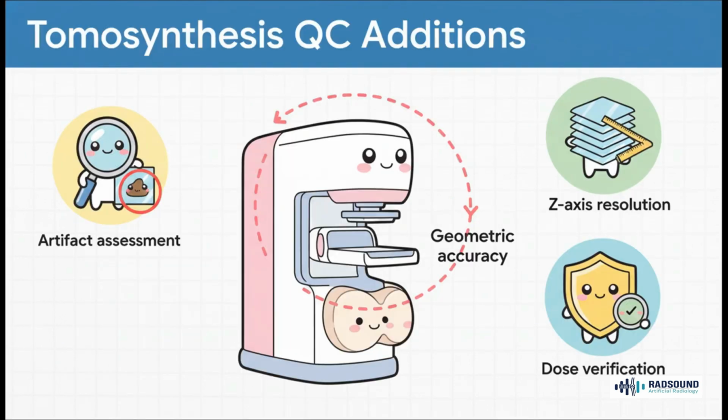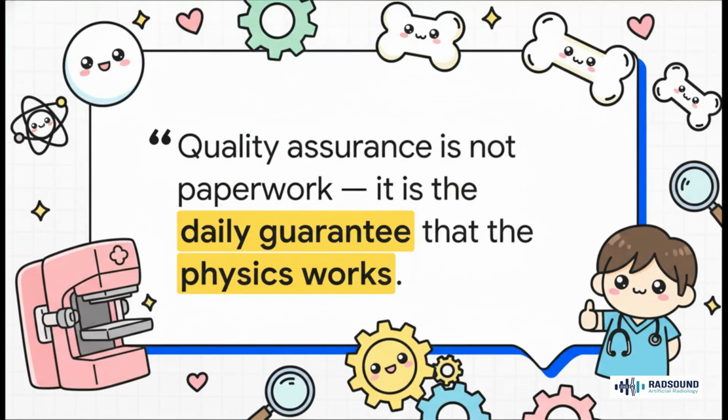And as technology moves forward, so does our QC. For 3D mammography, tomosynthesis, you have to add a whole other layer of tests. We now have to check that the tube's motion is geometrically perfect, check the resolution between the image slices, and look for artifacts that only show up in these 3D reconstructions. And that brings us right back to where we started. This quote just says it all, doesn't it? Quality assurance isn't about paperwork or ticking boxes on a form. It's an active, clinical process. It's the daily promise that all of this complicated physics is actually working the way it's supposed to.